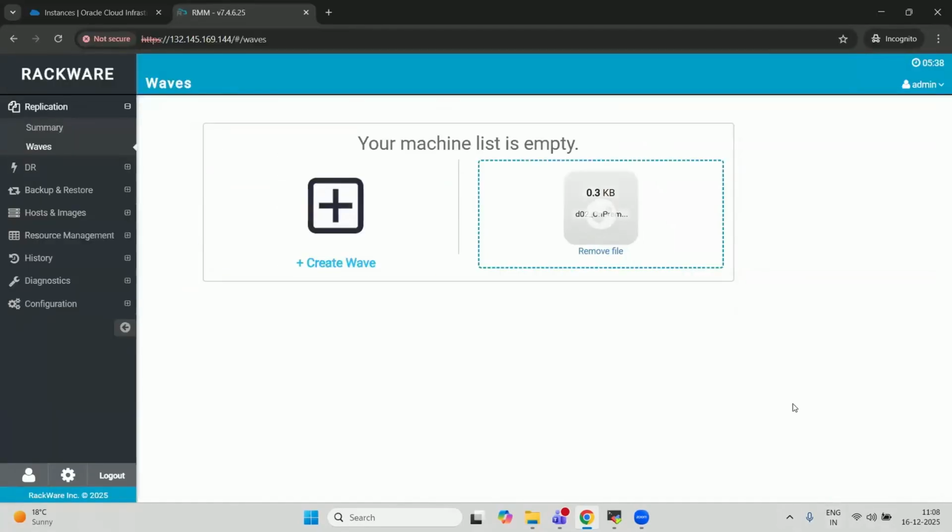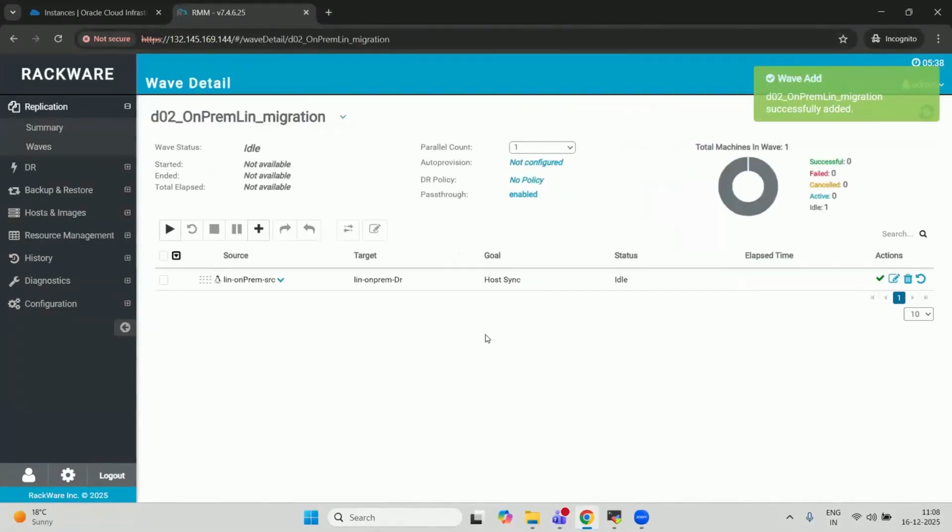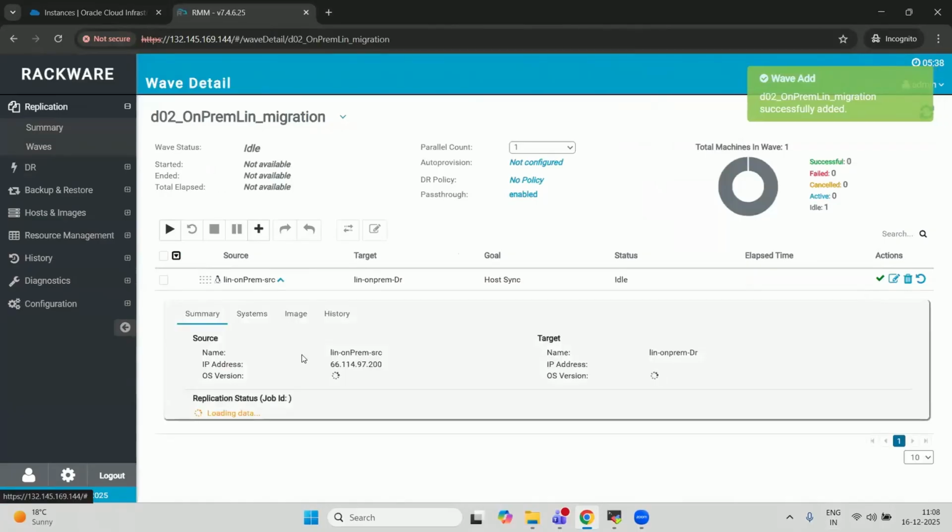All right. So with this done, RMM will create a wave out of it with all the details that we have provided in the template. So in here, we will see the details of my source machine. So this is the IP address of my source server, which is running in VMware in my lab.